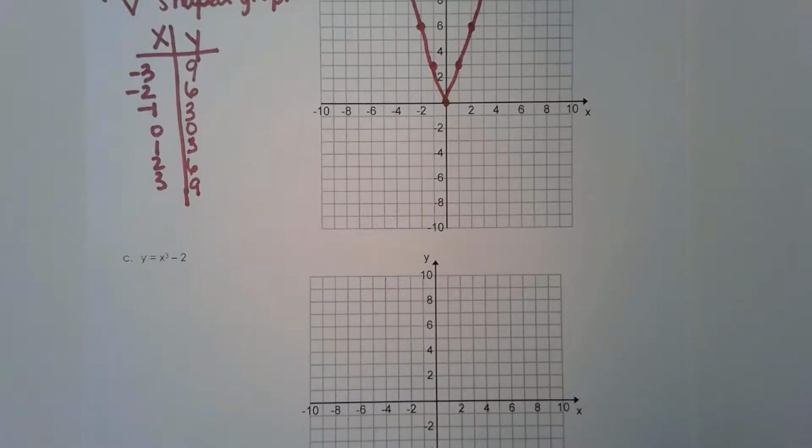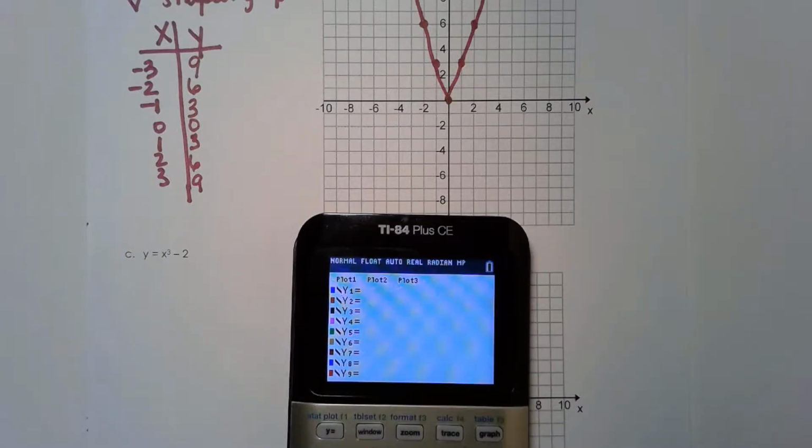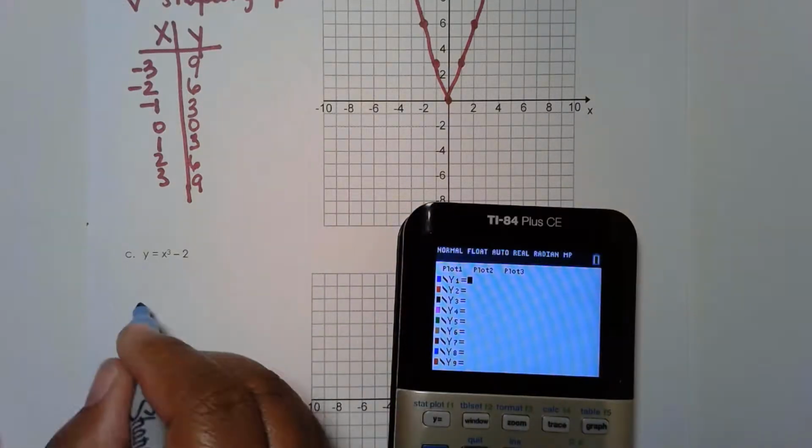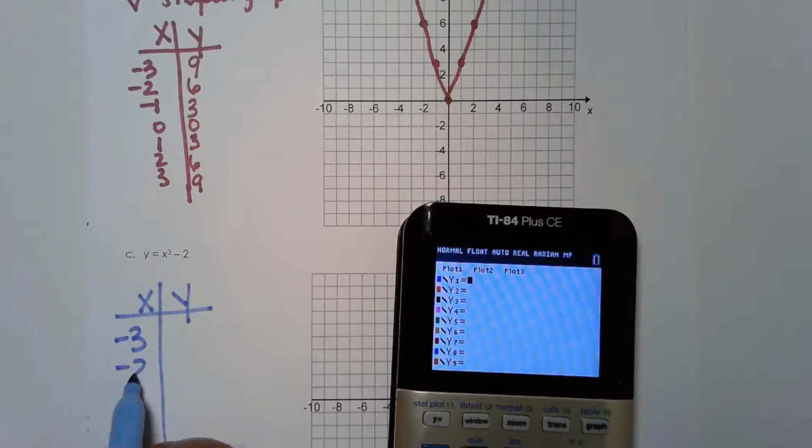Now, letter C, we have a polynomial equation. This is y is equal to x cubed minus 2. Okay, so there is no particular shape. As we know, quadratic equations have a U-shaped graph. Well, an absolute value equation has the V shape. So let's go ahead and go back to your y equals screen. Let's clear it and let's create our XY table. And plug those values in.